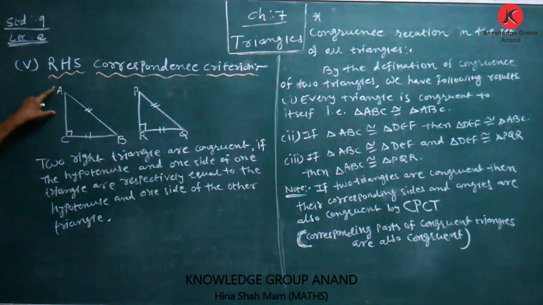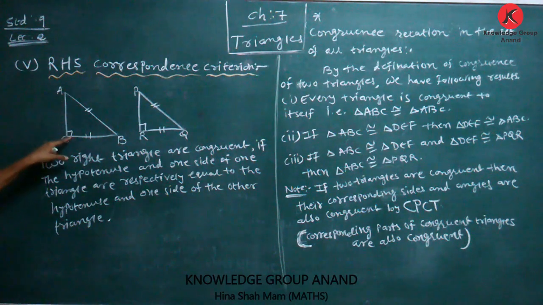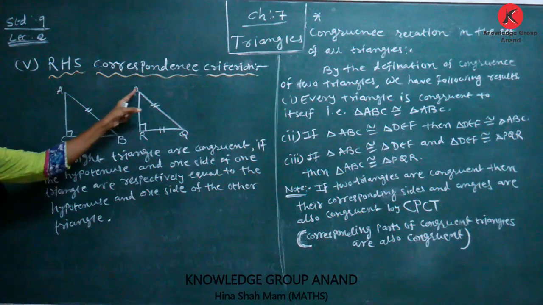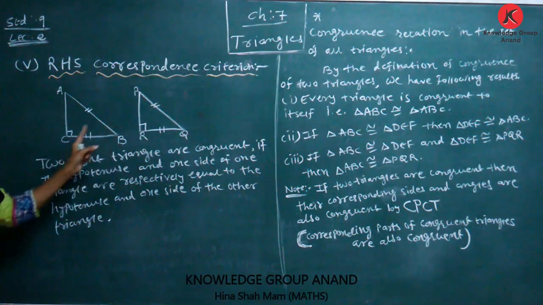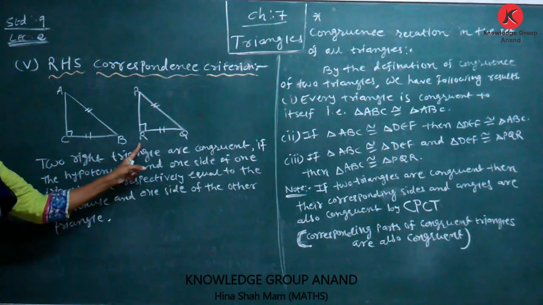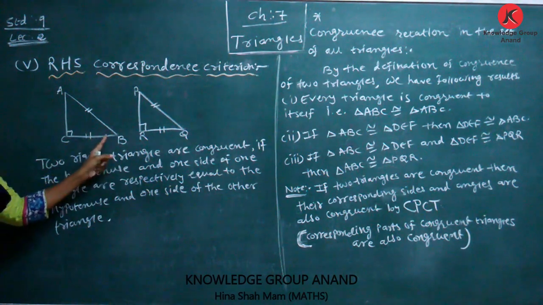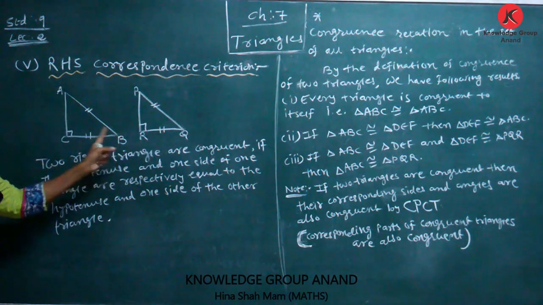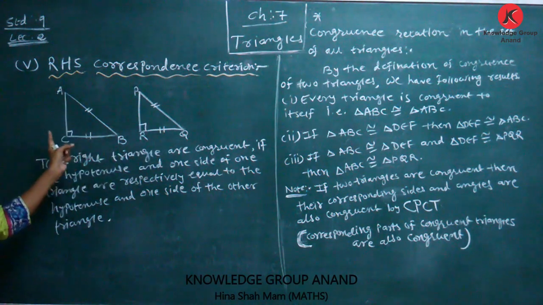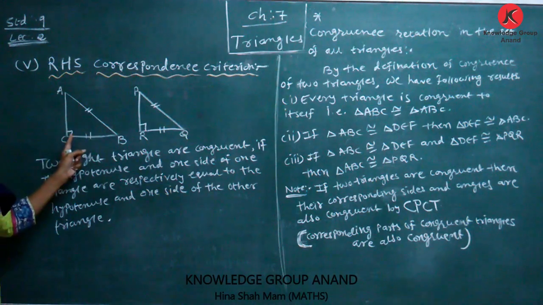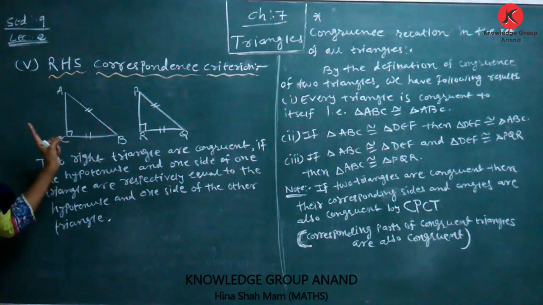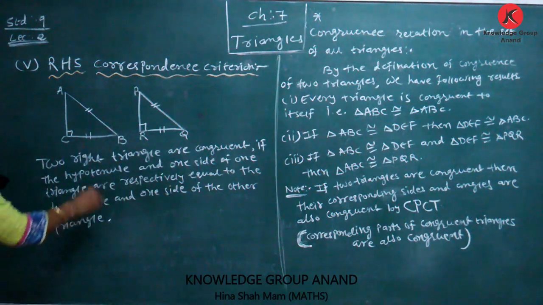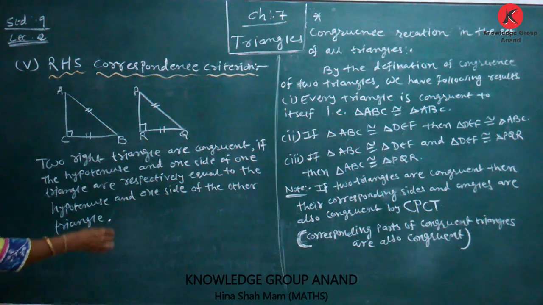Right triangle. Then we say here, in triangle ABC and triangle PQR, angle C and angle R are right angles. Side BC is congruent, that means equals QR, and hypotenuse. Which side is called hypotenuse? The opposite side of the right angle is called hypotenuse. AB equals PQ.